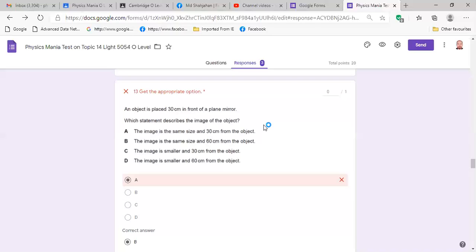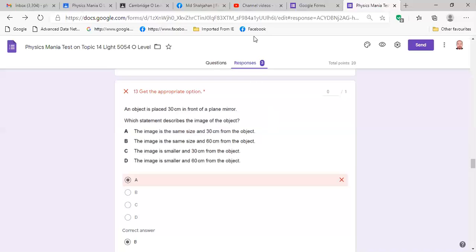Is it clear? Yes, sir. Because it's not asking about from the mirror, it's asking from the object. So from object to mirror 30 centimeter, from mirror to image another 30 centimeter. Is it clear? Yes, sir.